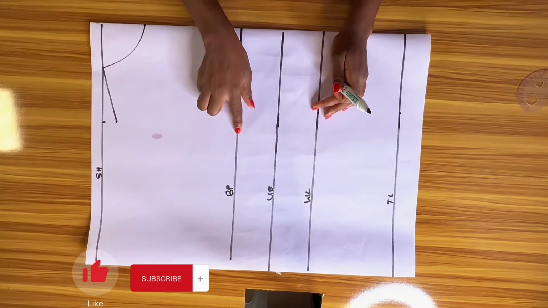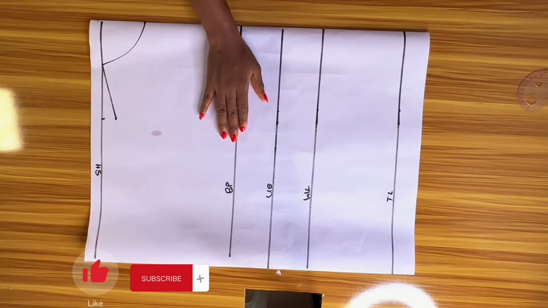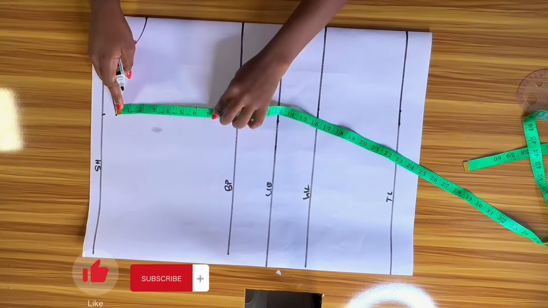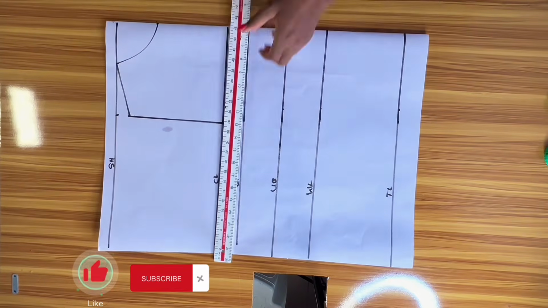Then from the shoulder slope, we are going to get our armhole. To get your armhole, you divide your bust measurement by 6 plus 1.5 inch. Then that will give you the armhole. After getting the vertical line of your armhole, you also connect it horizontally. This line will now serve as your chest line.